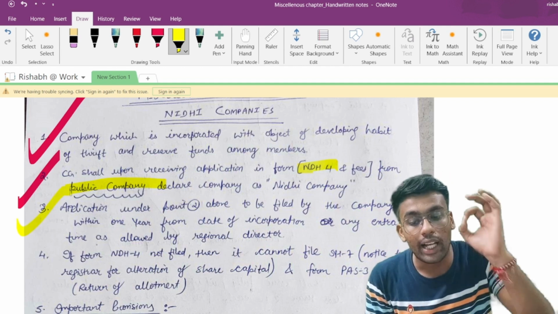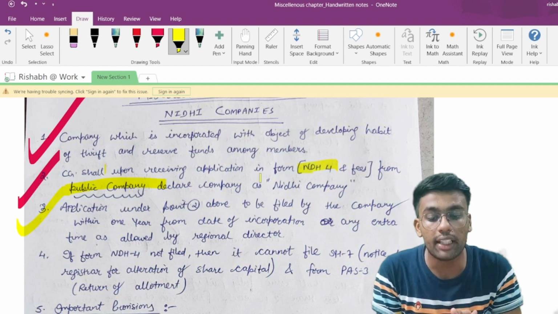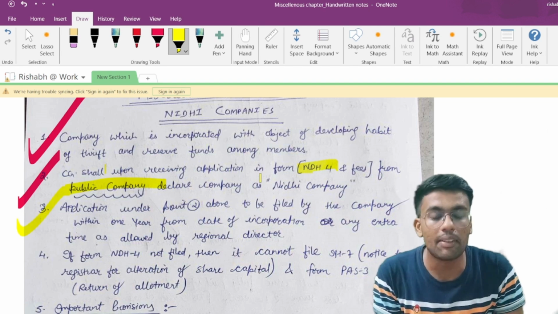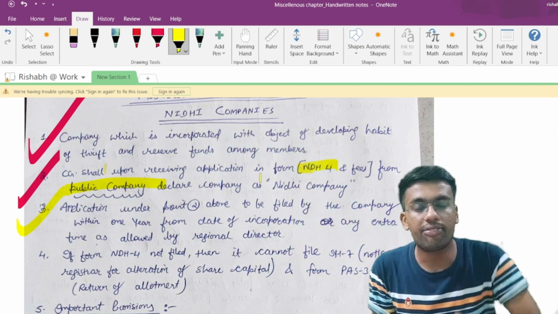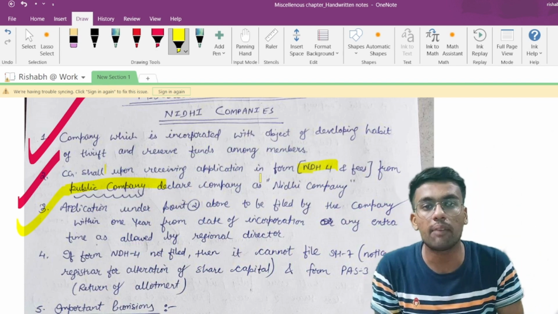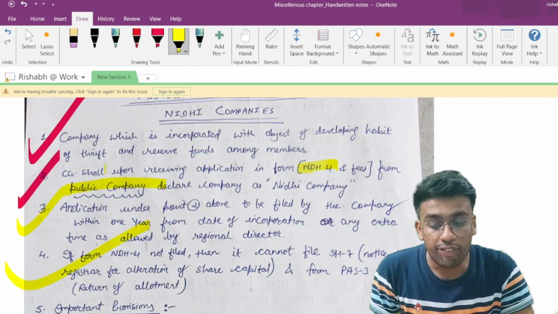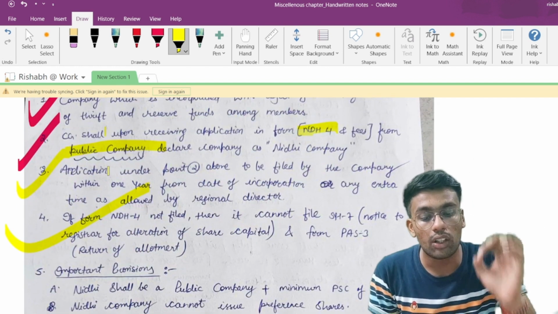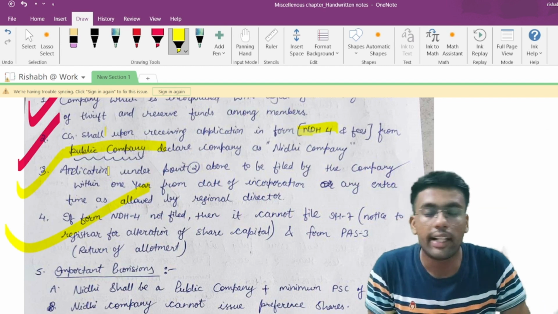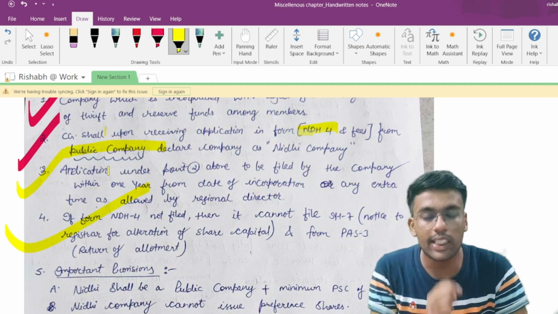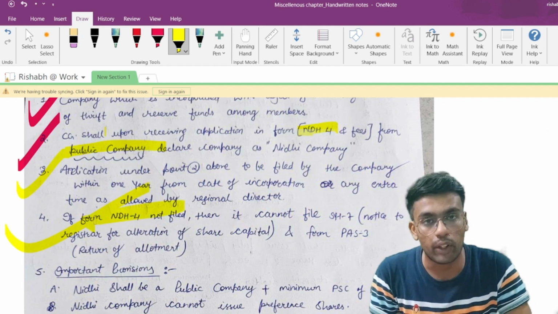Now, point number 3 talks about the application under point number 2. The application is to be filed by the company within 1 year from the date of incorporation or any extra time that is allowed by the Regional Director. That means any public company which is incorporated can file an application to obtain the status of Nidhi Company within 1 year from the date of incorporation or any additional time granted by the Regional Director. If form NDH-4 is not filed, then it cannot file SH-7, that is the notice to the Registrar for alteration of share capital, and form PAS-3, that is the return of allotment filed with the Registrar. So these forms cannot be filed if you have not filed form number NDH-4. That means NDH-4 is a very important form.